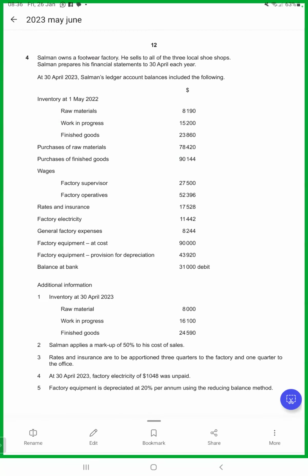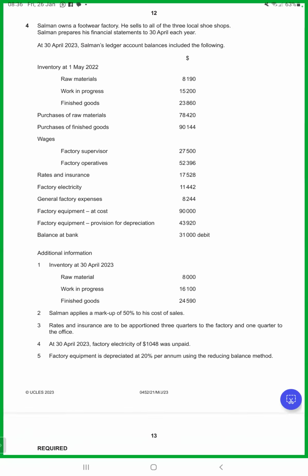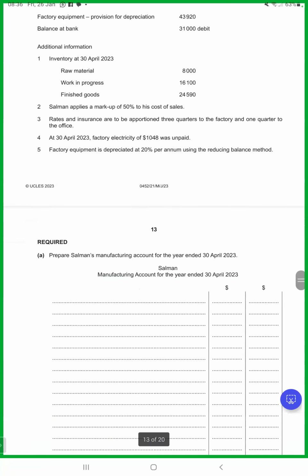And these are the details that were included in the ledger account, right? So you have got 3 types of the inventory, opening inventories there. There is the opening inventory for raw materials, for work in progress, and for finished goods. So now, if you read through the question properly, you will find what is required of you.